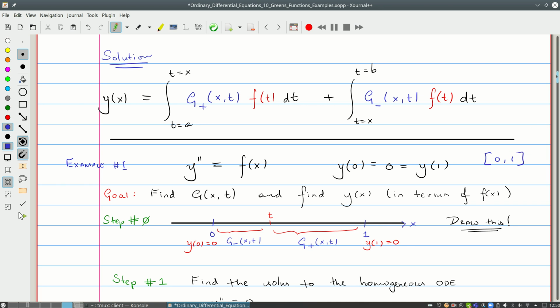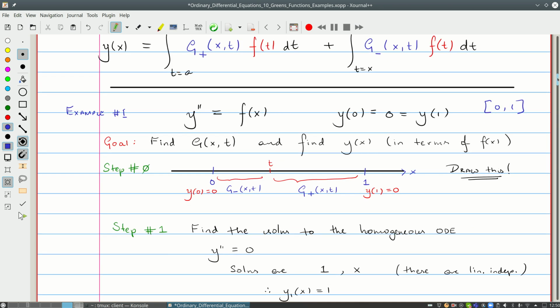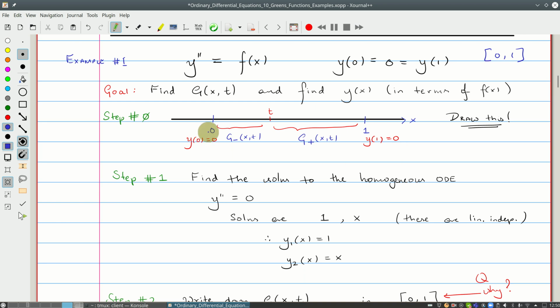Now one of the reasons for doing this, as you'll see, is that when you draw something like this, you can see right away that the left hand boundary condition will be applicable to g minus, and the right hand boundary condition will be applicable to g plus. That's one of the reasons why I strongly advocate drawing this.